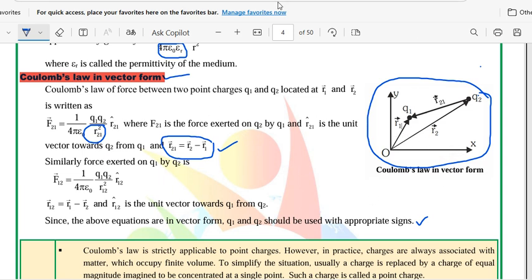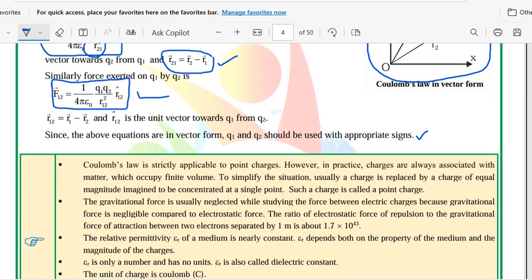In any free space, suppose the Q1 and Q2 charges are present together, then the distance between those two charges is represented like this in vector form. Then the force on Q2 by Q1 is represented like this, and similarly the force exerted on Q1 by Q2 is represented like this. This is all about Coulomb's law in vector form.